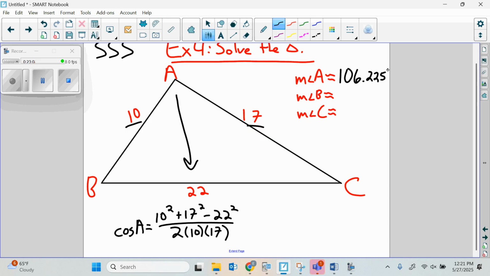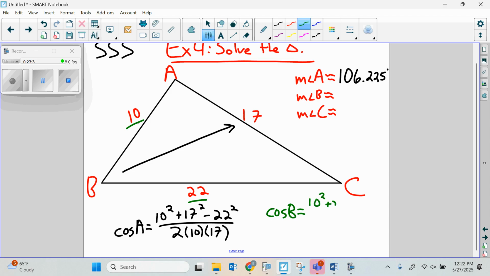I'm just going to do the same thing again, but maybe I'll do angle B next. So when I solve for angle A, the opposite side was 22. But when I solve for angle B, the opposite side here is going to be 17. So when I set up my equation for cos B, it's going to look like this. Cos B equals, well, what are the numbers that are next to B? Well, this time it's 10 and 22. So it'll be 10 squared plus 22 squared minus 17 squared over the 2 that are also in the denominator, 2 times 10 times 22.